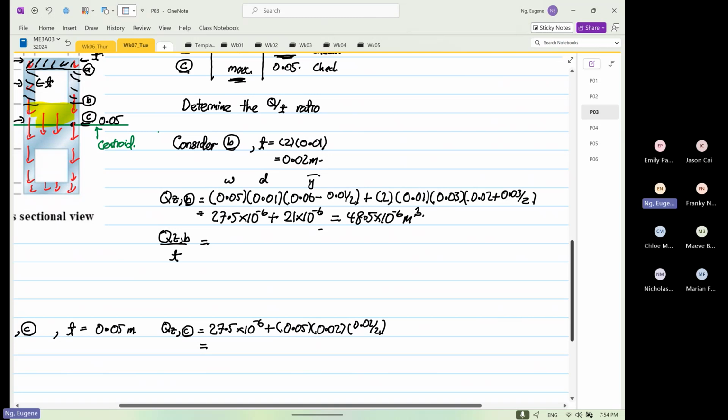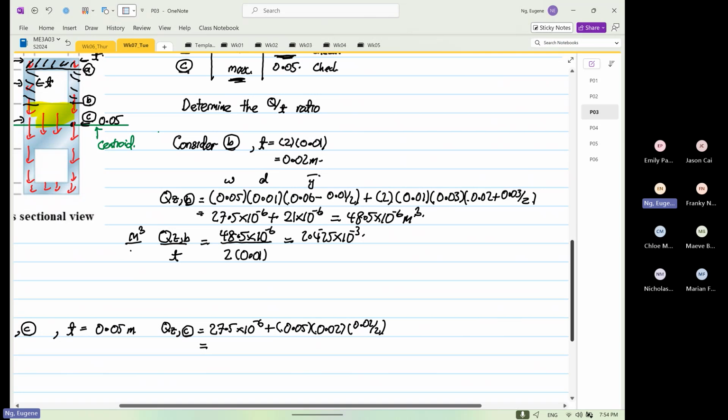So this is equal to 48.5 times 10 to the power minus 6 divided by the thickness, which is twice of 0.01. So 48.5 times 10 to the power minus 6 divided by 2 divided by 0.01 is equal to 2.425 times 10 to the power minus 3. Okay, let me do it again. 48.5 times 10 to the power minus 6 divided by 2 divided by 0.01. Okay, 2.425.